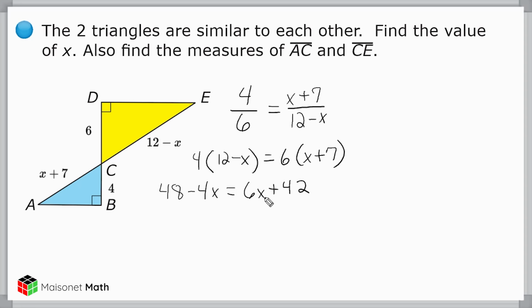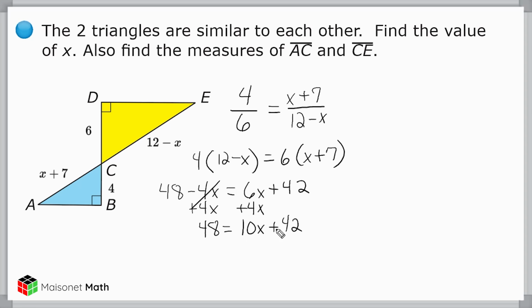And now what we have to do is just isolate for x, and that will tell us what the value of x actually is. All right, so the next thing I'm going to do is take this negative 4x, and I'm going to write the inverse of that so we can send it to the other side of our equation. That gives us 10x plus 42 on the right side, and over here we're left with 48.